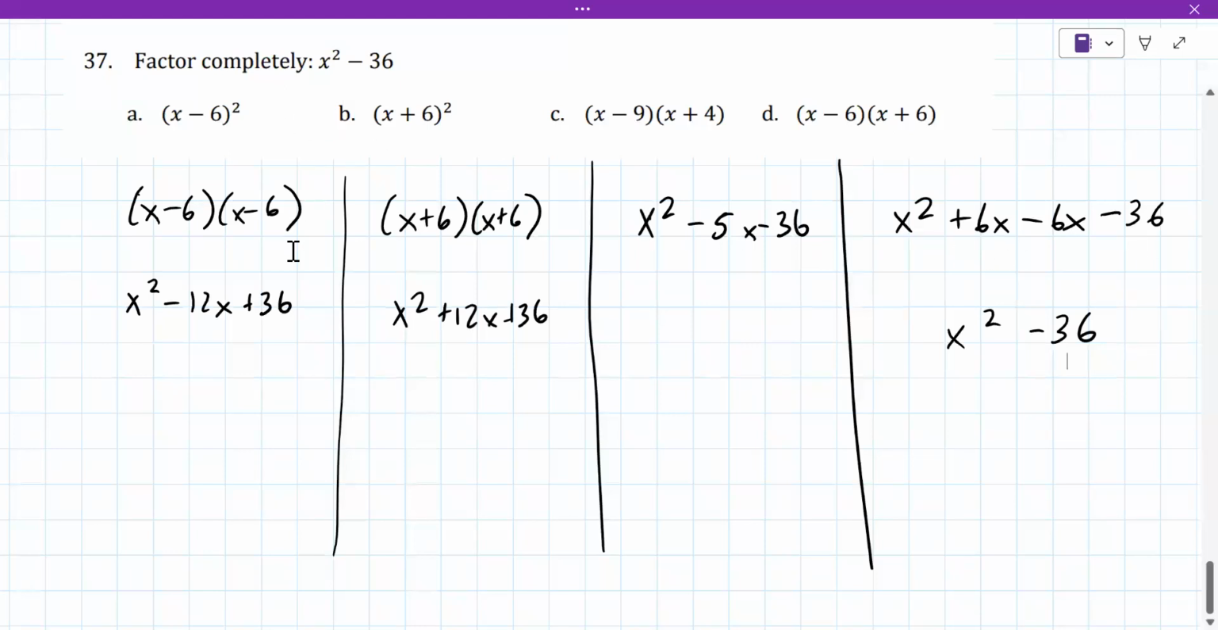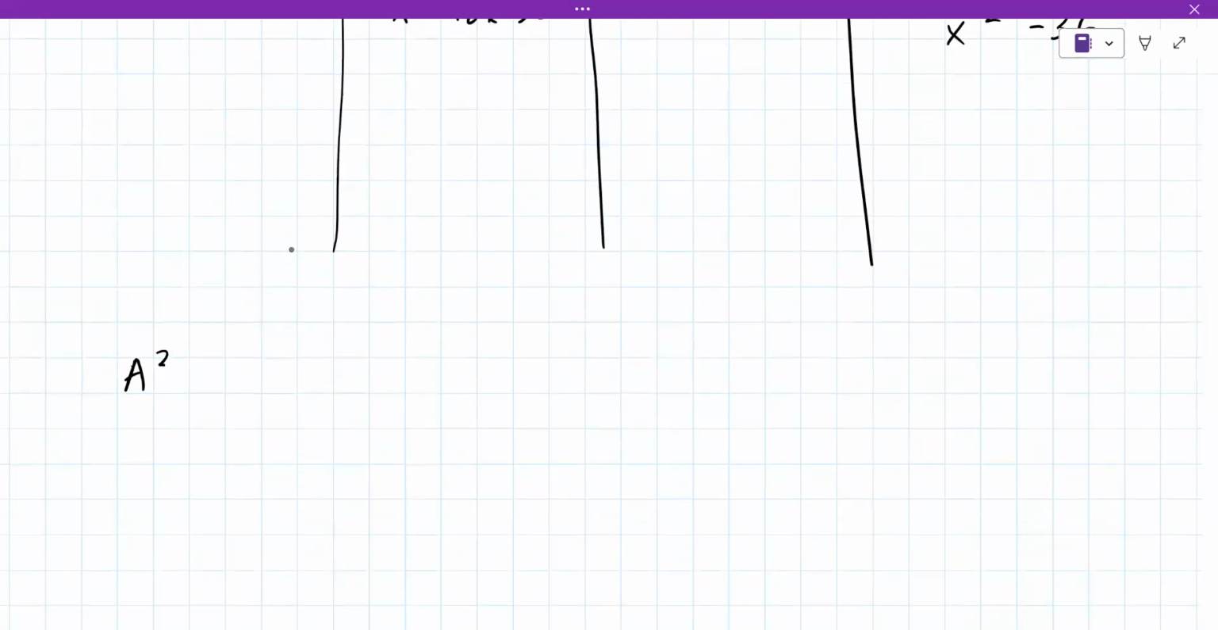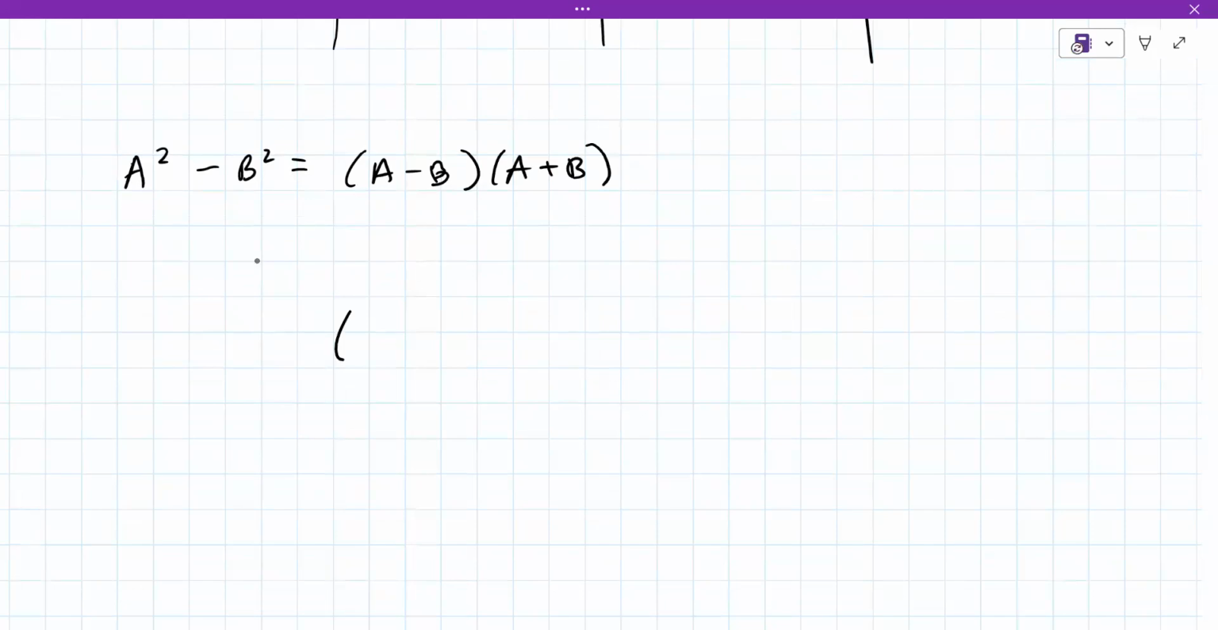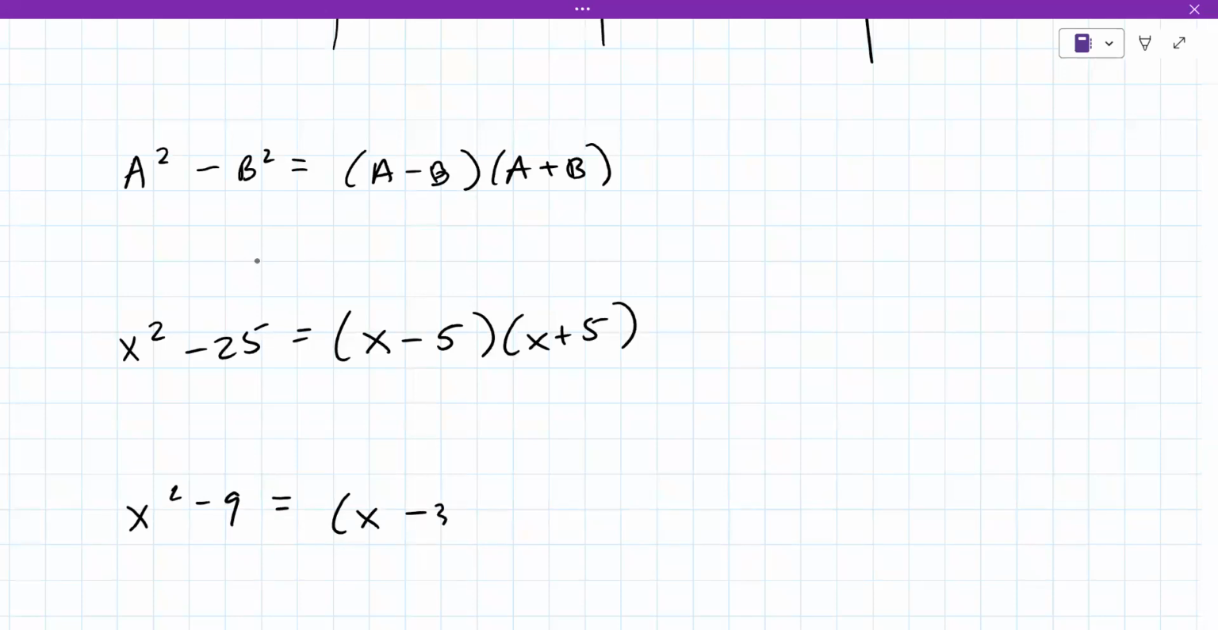Okay, so what I was hoping you would see, and I think we did a bunch of these in one of our lessons, is that when you get a squared minus b squared, this becomes a minus b times a plus b. And it works both directions. Like, let's say I tell you something is x minus 5 times x plus 5. You have to say, oh, that's x squared minus 25. Or if I say it's x squared minus 9, that becomes x minus 3, x plus 3. These are called special products. In fact, this is a difference of squares.